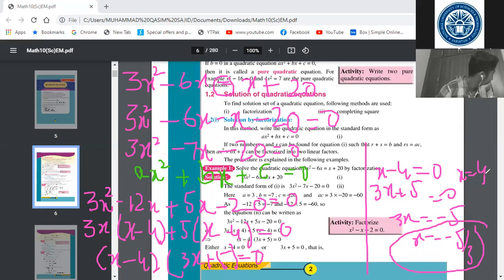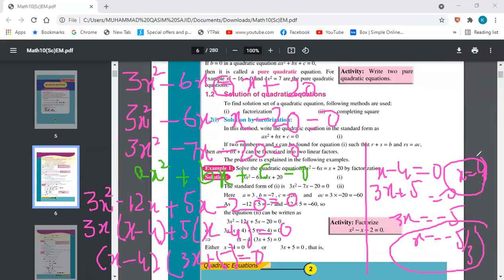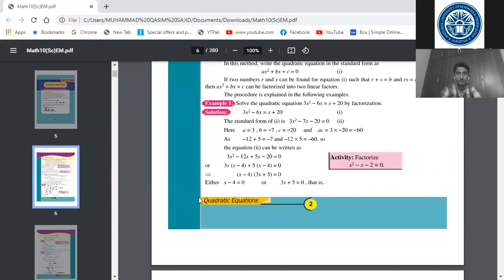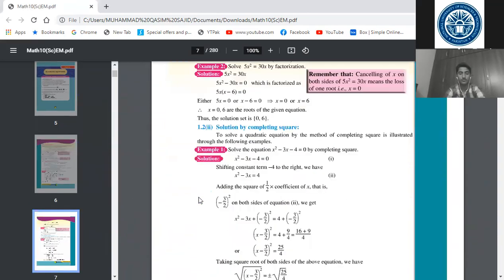So these are basically two roots of x, that x equals to 4 and the value of x equals to minus 5 upon 3. So these are basically two values that we find as the roots of the given equation, 3x square minus 7x minus 20 equals to 0. So this is basically the factorization part. Now we will move towards the second part, that is by using completing the square.